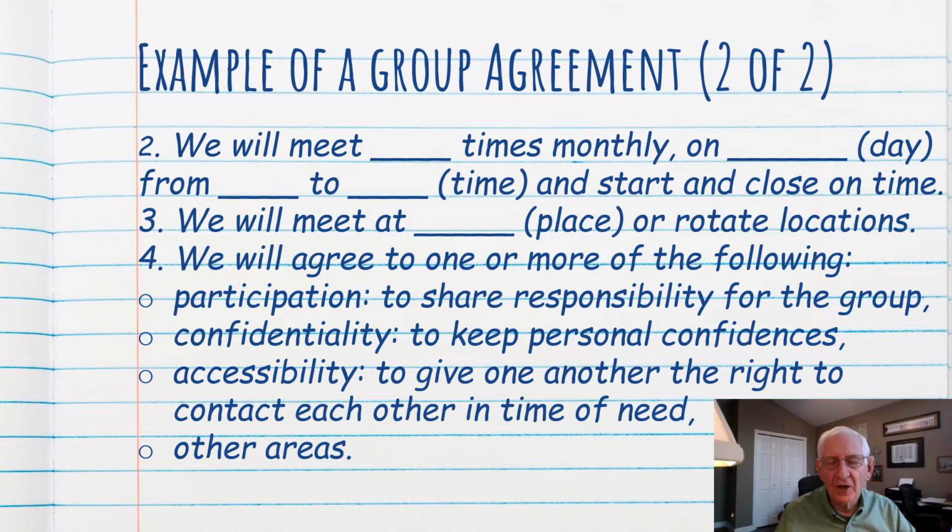And these are group member participation, that we share responsibility for the group. Confidentiality, to keep confidences, to say that things that are said in private should not be spread in public. Keep things in the meeting. Accessibility, to give each other the opportunity to contact each other in a time of need. And then there may be other areas that you'd like to discuss as well.